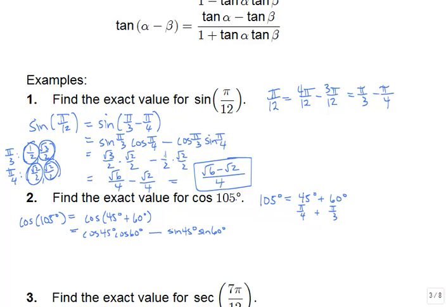Now remember, 45 degrees is the same as pi over 4. So cosine of pi over 4 is root 2 over 2, and so is sine of 45 degrees. 60 degrees is the same as pi over 3. So cosine of pi over 3 is 1/2, and sine of 60 degrees is root 3 over 2. So it's kind of the same exact expression almost as the last one, but this time we just get the different order. So it's root 2 over 4 minus root 6 over 4, or root 2 minus root 6 all over 4.